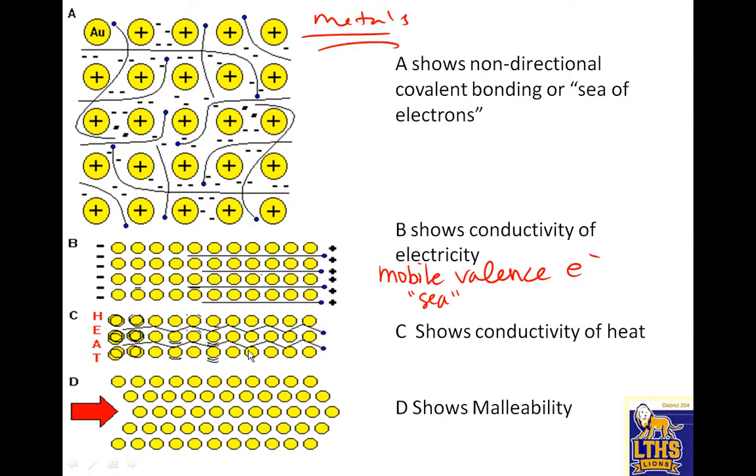Okay, you add heat to a metal. Okay, those outer valence electrons, that sea of electrons, can pass the heat from one atom to another. Okay, show conductivity of heat. So they're good conductors of electricity, metals. Good conductors of heat, metals.